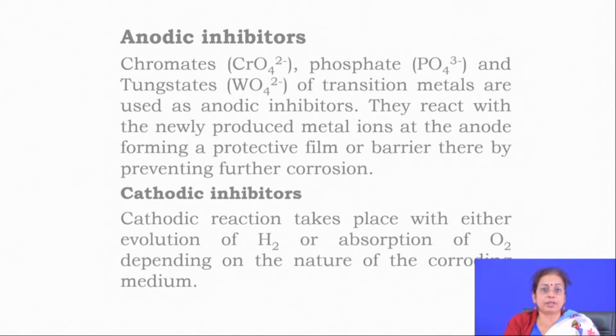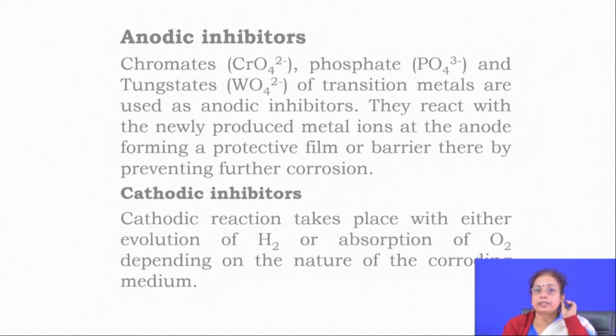In case of anodic protection, you allow the component to act as anode, so that there is formation of a thin continuous passive film. Anodic inhibitors you add to the system in such a fashion that they react with the metal surface and form the metal compound, so that it prevents further corrosion.